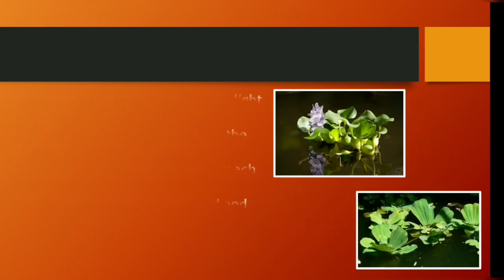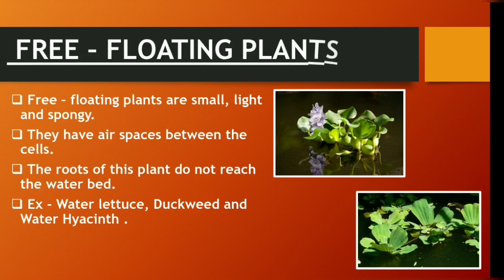Firstly, we will read about the free floating plants. Free floating plants are small, light and spongy. They have air spaces between the cells. Like you can see in the picture, both the plants, water lettuce and water hyacinth, are floating in water. And why are they floating? Because the plant body is very light. They are very small and spongy. They have air spaces between the cells. That's why they are very light in weight.